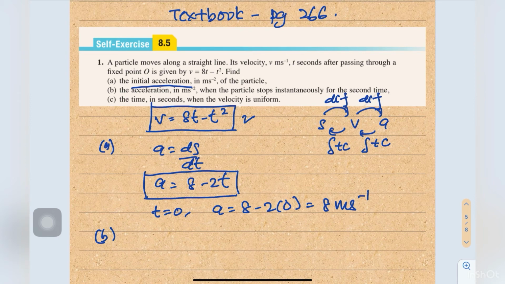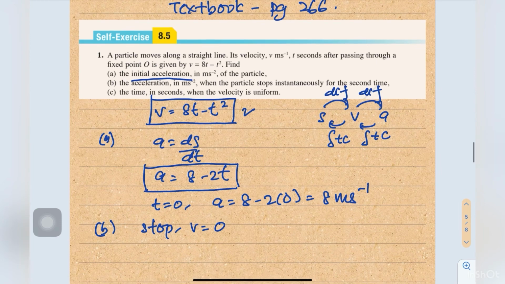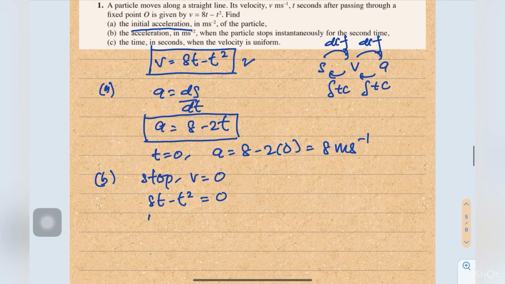Okay, so the word stop. Stop means V equals 0. Okay, so this one from the function V. So 8t minus t squared equals 0. Then we factorize: t times 8 minus t equals 0. Then t equals 0 and t equals 8.